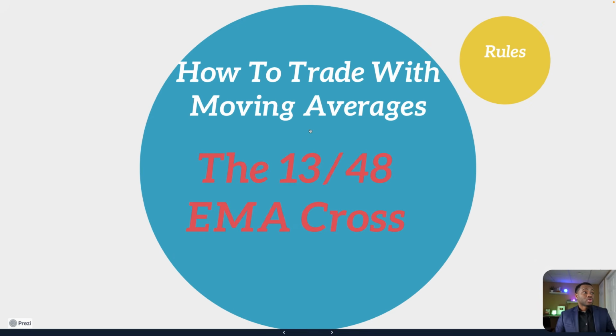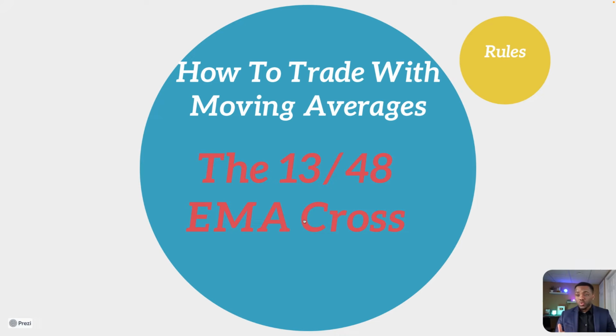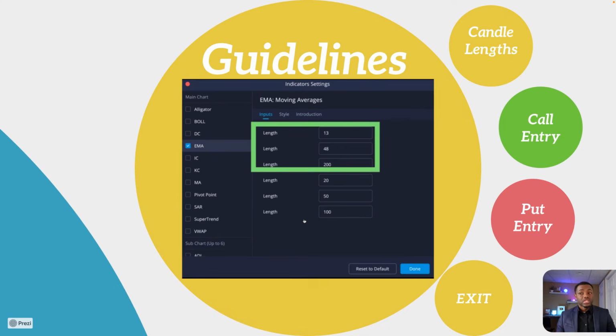So how to trade moving averages. Now we're going to look at the 1348 EMA cross that has been popularized all over Twitter, YouTube, and everything like that. And let's talk about it. Let's look at the rules and the guidelines.